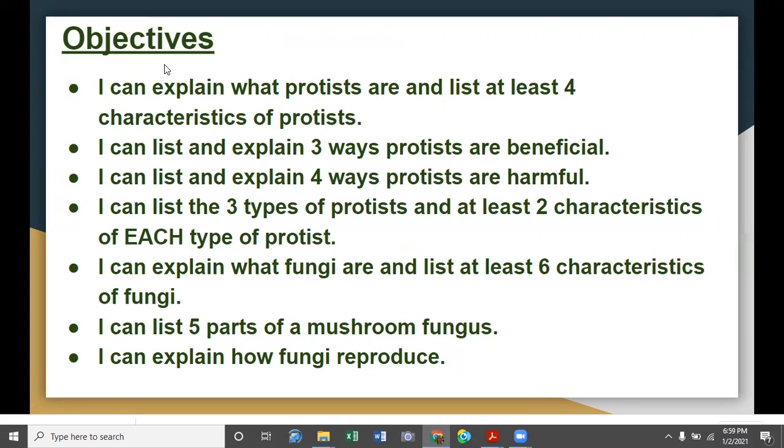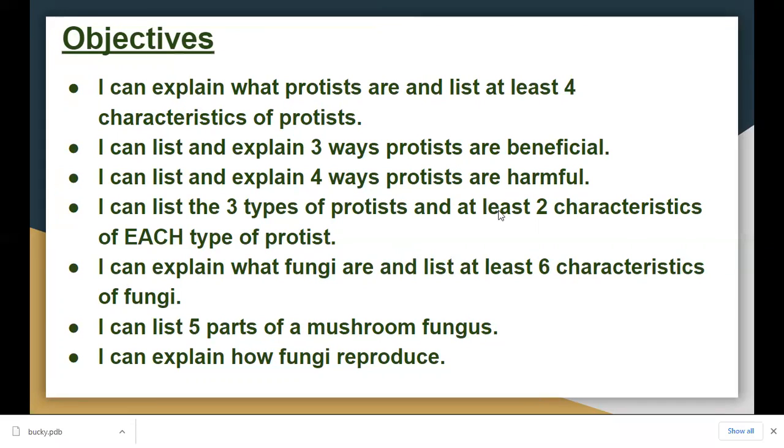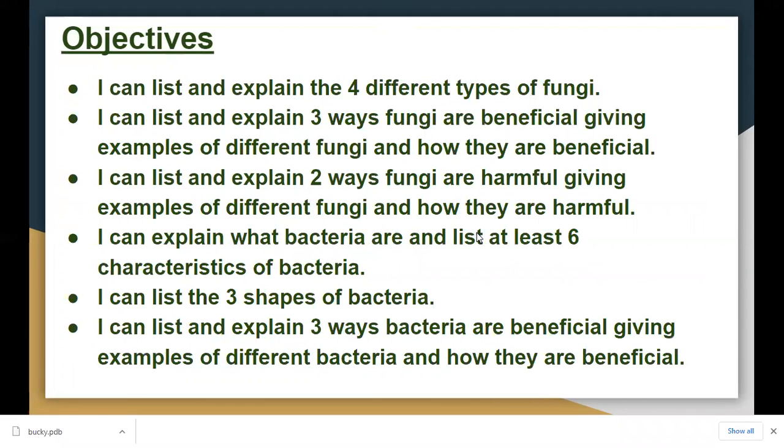You'll be able to explain what a protist is and list at least 4 characteristics of a protist, explain 3 ways that they are beneficial and 4 ways that they are harmful. You'll be able to list 3 types of protists and 2 characteristics for each of those types. You'll be able to explain what fungi are and list 6 characteristics of fungi, talk about the 5 parts of a mushroom fungus, and explain how fungi reproduce. You will be able to list and explain the 4 different types of fungi and 3 ways that fungi are beneficial, and give examples of how they are beneficial, and then 2 ways that they are harmful, and give some examples of different fungi and how they are harmful.